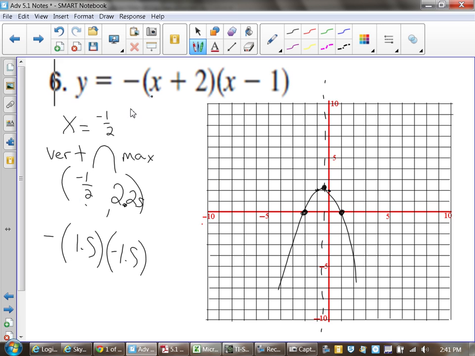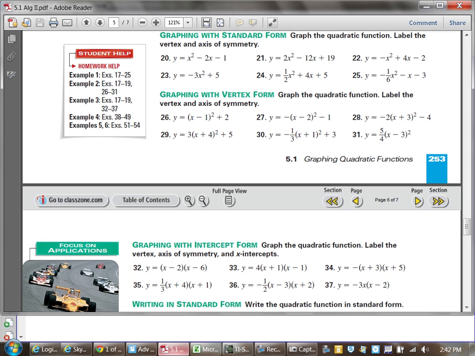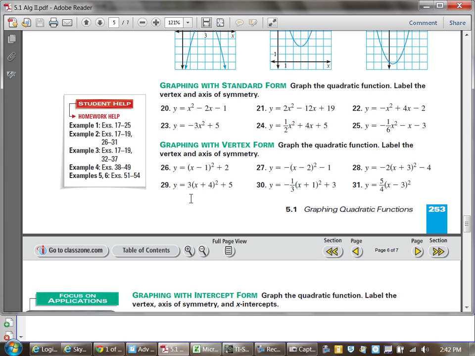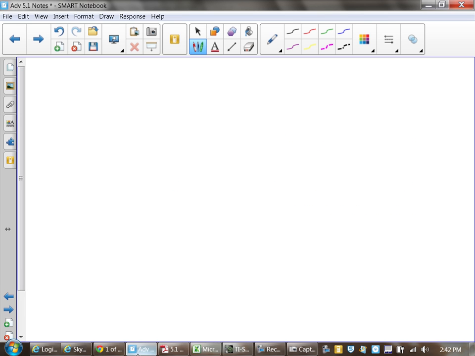Let me give you a couple. I'm going to give you a whole whopping 6 homework questions on page 253. Should we use our graph paper? Yeah, please. I'll just use the back.